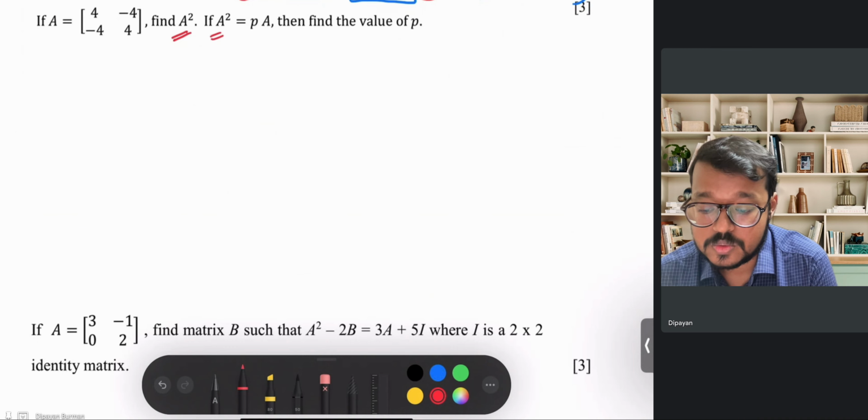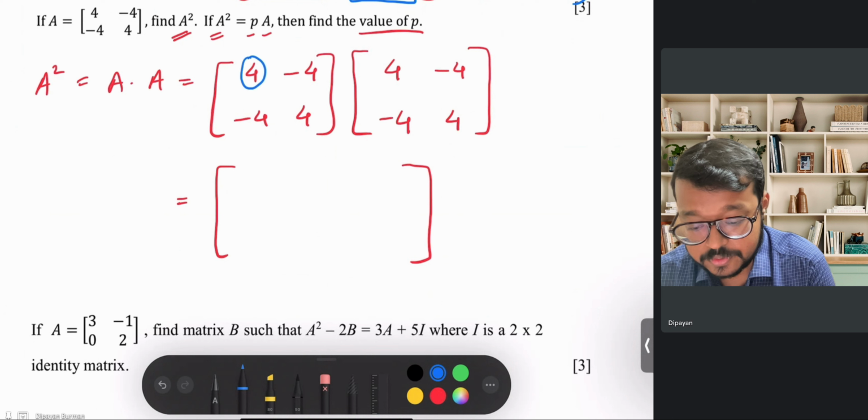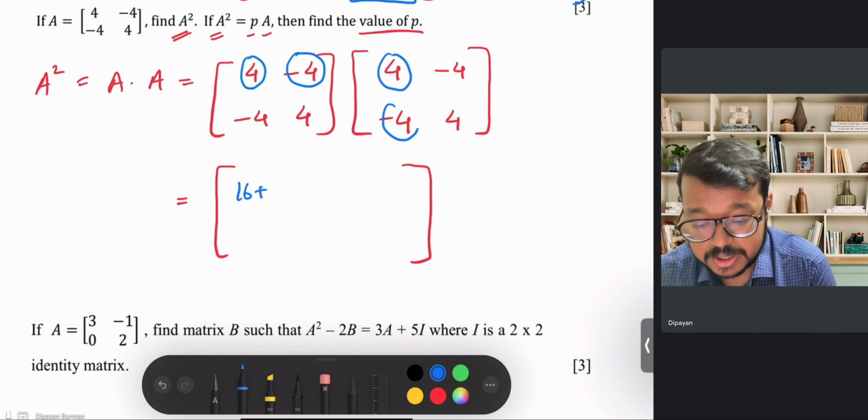A square will be A multiplied by A, which is 4, minus 4, minus 4, 4 multiplied by again the same 4, minus 4, minus 4 and 4. Okay, so now let's multiply. So I will again get a 2 by 2 matrix, so 4 elements. Now I am multiplying 4 into 4, which is 16, plus minus 4 into minus 4, which is again plus 16.